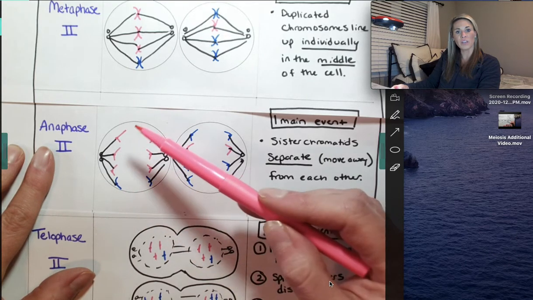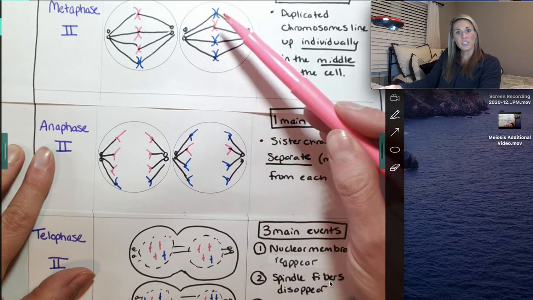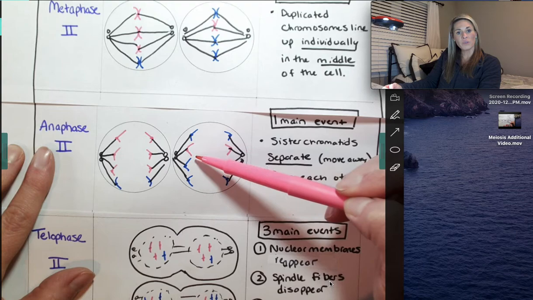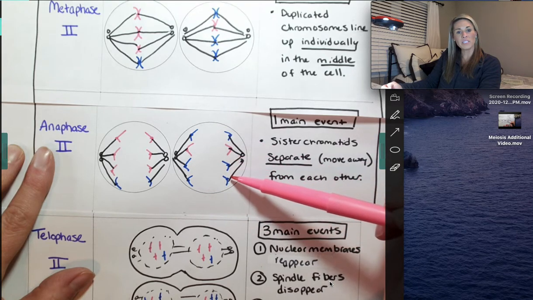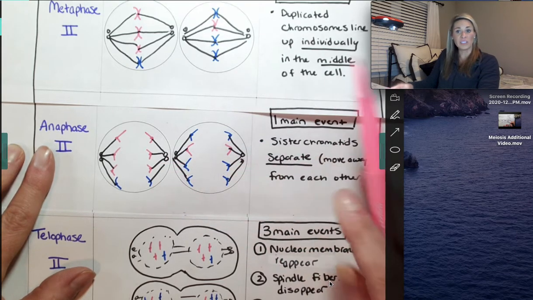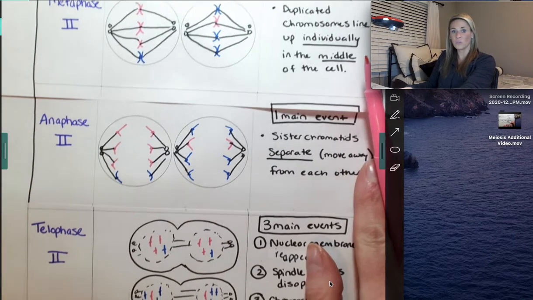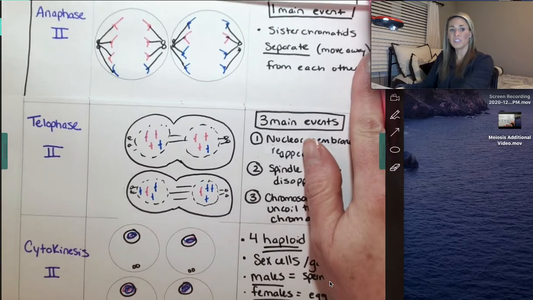You can see how we're getting our numbers now. Same thing here, pay attention to the color coding. They're all going to split, so be careful with how you put them to the sides. You can see they're looking a little bit different. So sister chromatids are going to separate in anaphase, just like in mitosis. And then we go to telophase.